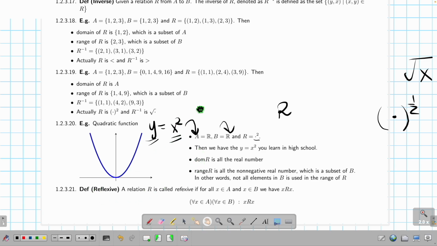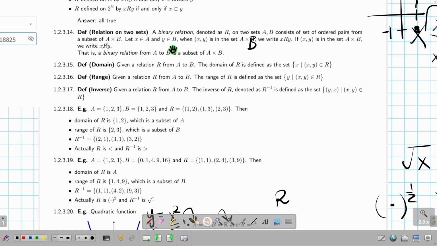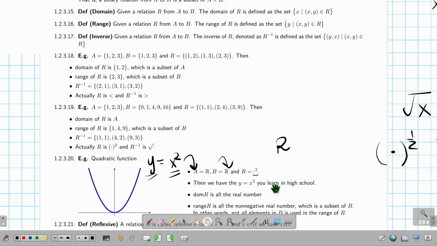You are actually having a relation. What is a relation? You have two sets, a set A and a set B, and you have x and y. x comes from the first set, y comes from the second set. All the possible (x, y) for which this is true is a function. And this is the high school math you learned, but now you understand it from the point of view of relations.